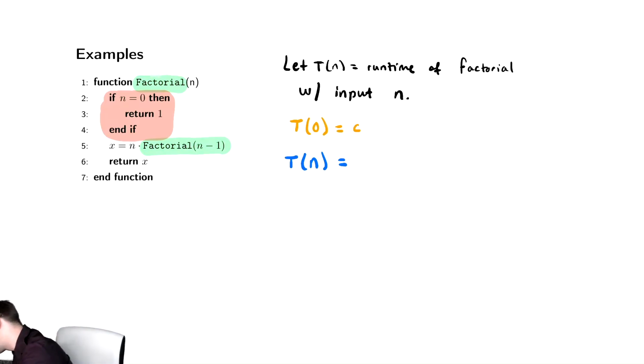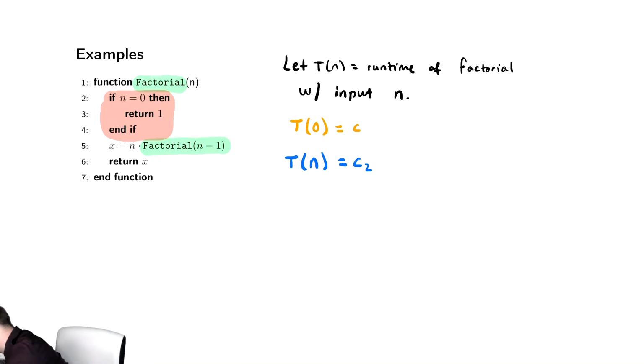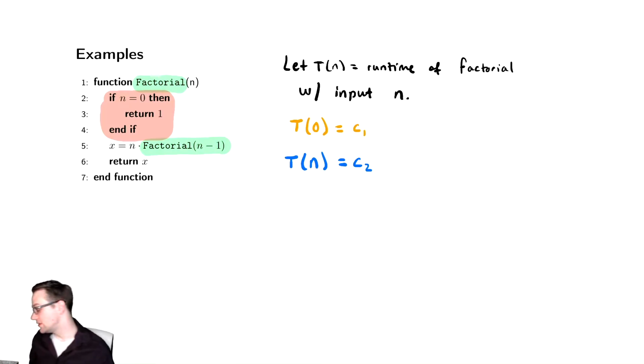So let's say that C2 is the runtime for that constant. It could theoretically be a different constant than the constant for the base case. So I'm going to also differentiate the base case by calling that C1. So that C2 corresponds to the time it takes to check if n is equal to 0 and then return x at the end. We've still not dealt with the hard line of code there, though, the line I highlighted where we make our recursive call, where we call factorial.